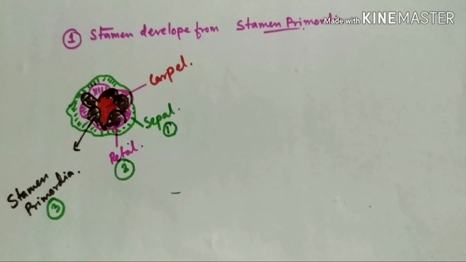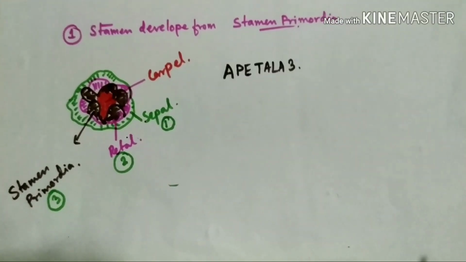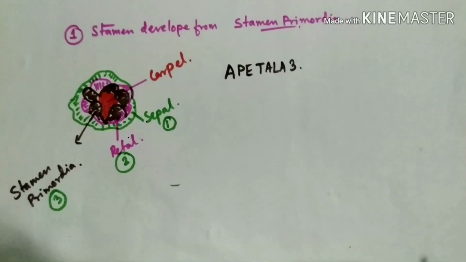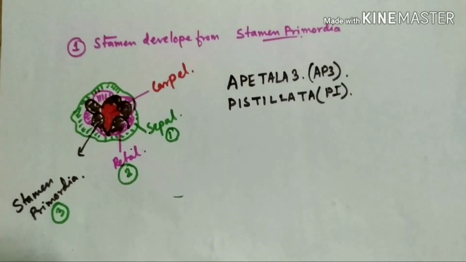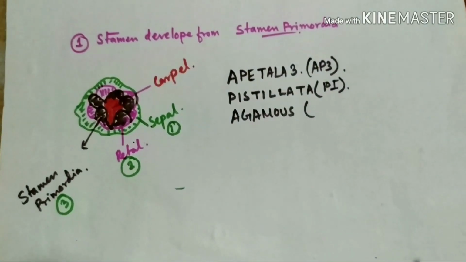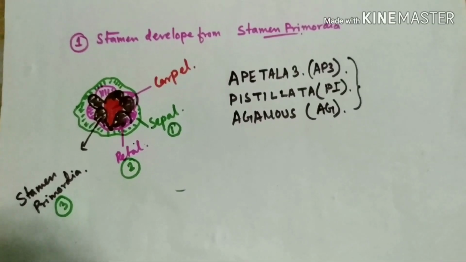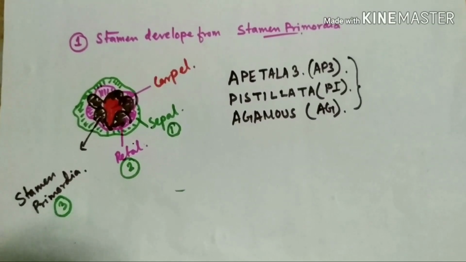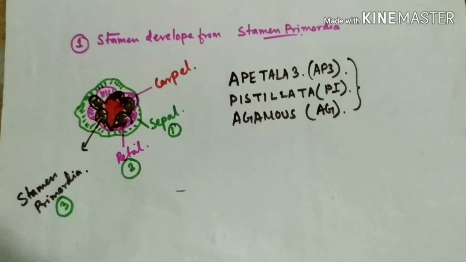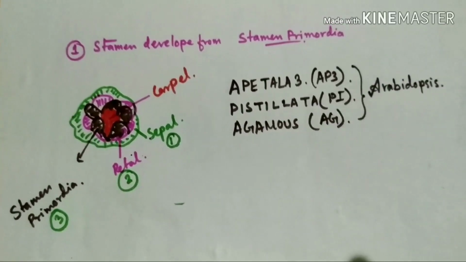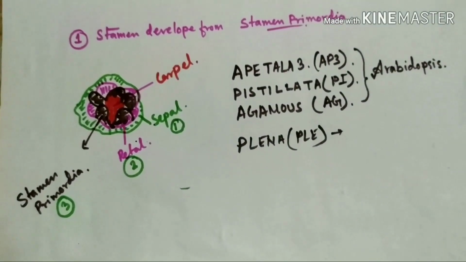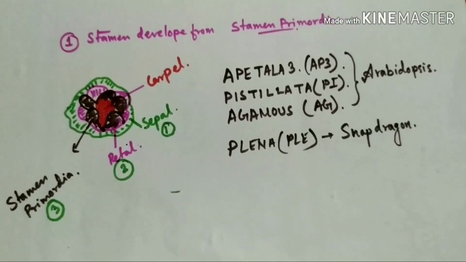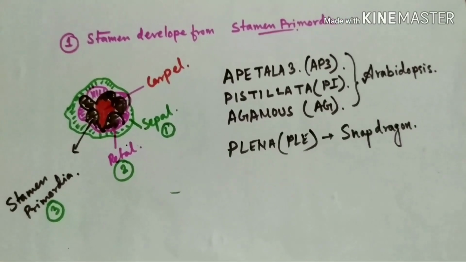Now, some genes like APETALA3 or AP3, PISTILLATA or PI gene, and AGAMOUS or AG gene work to produce stamen in the case of Arabidopsis, and PLENA gene or PLE gene is found in snapdragon. So these genes are responsible for stamen development.